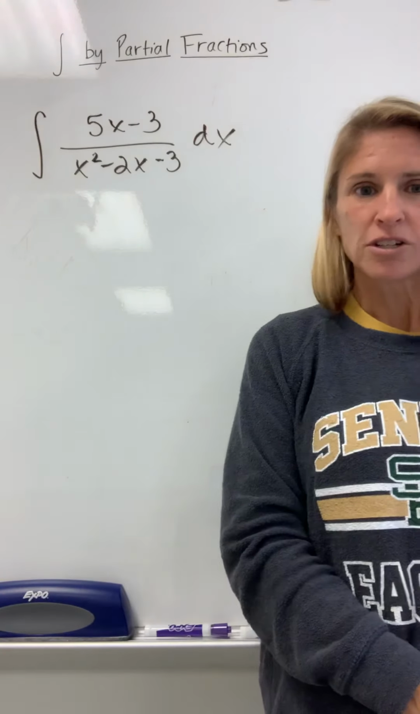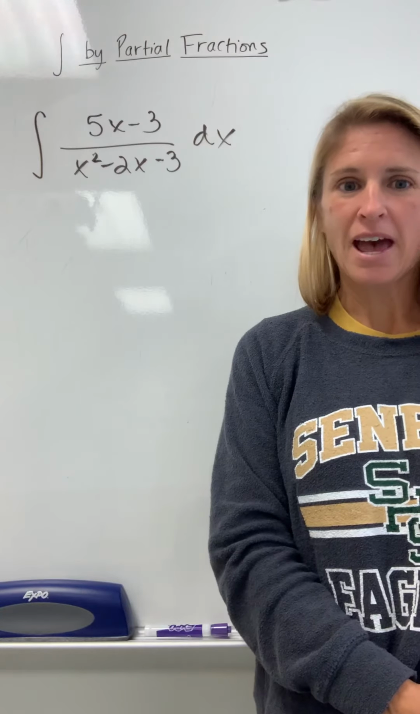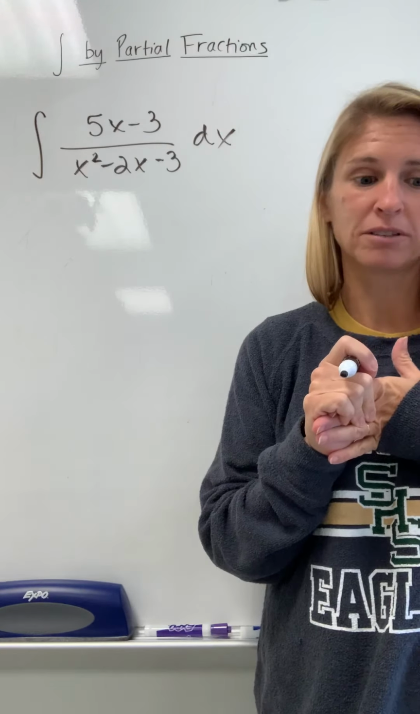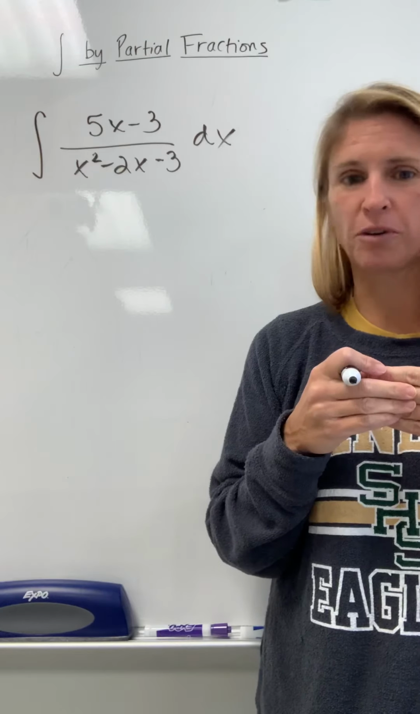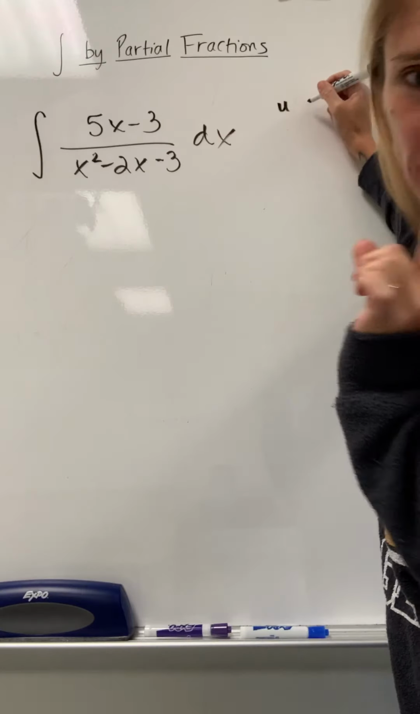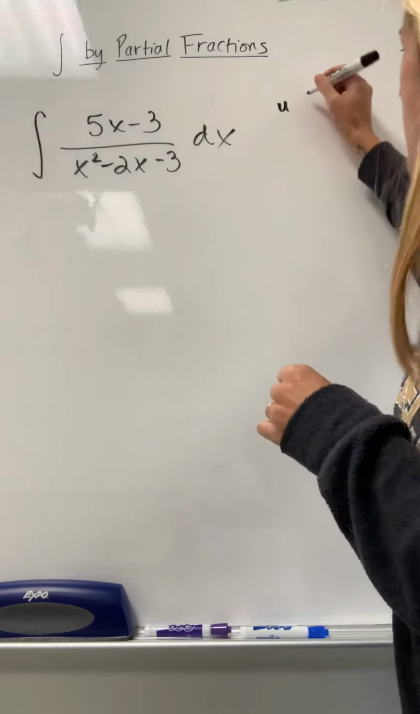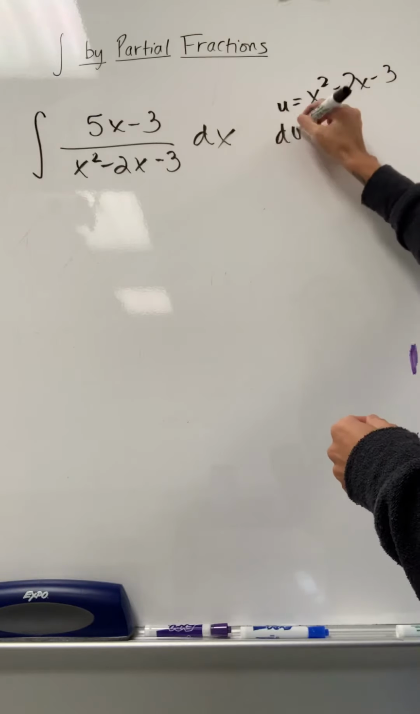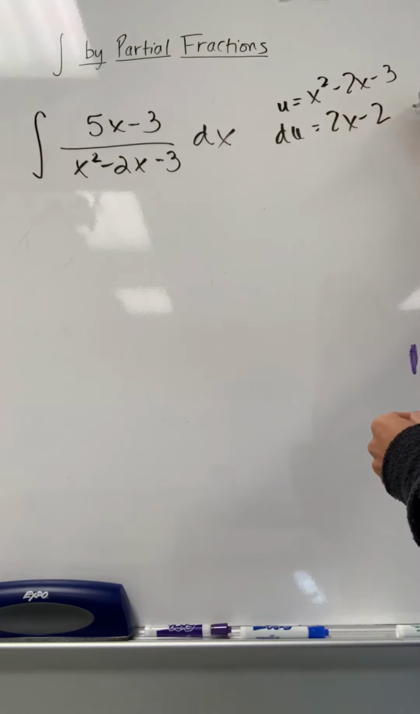Okay, so let's say you have this problem, and we try to let the bottom equal u. If I were doing this from scratch, that's the first thing I would do, is I would let the bottom equal u. Don't write this down, P.S., spoiler alert. I would let the bottom equal u, and then the du is going to be 2x minus 2 with respect to x.